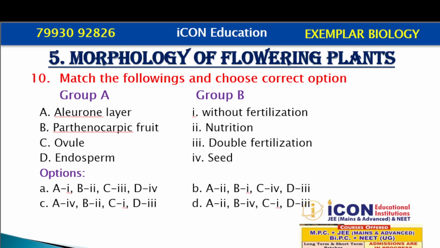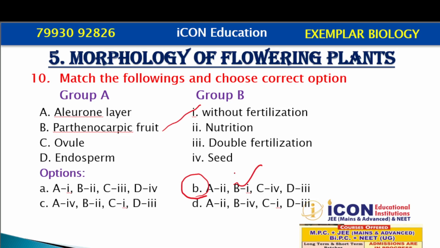Now question number 10. Match the following and choose the correct option. Students, whenever match the following questions are given, you have to go with the answer which you are sure of. For example, the easy one is parthenocarpic fruit. Parthenocarpic fruits are formed without fertilization. So B1 is there in only one of the options, that is option B. In this way you can quickly select the answer, save time and eliminate the wrong answers.